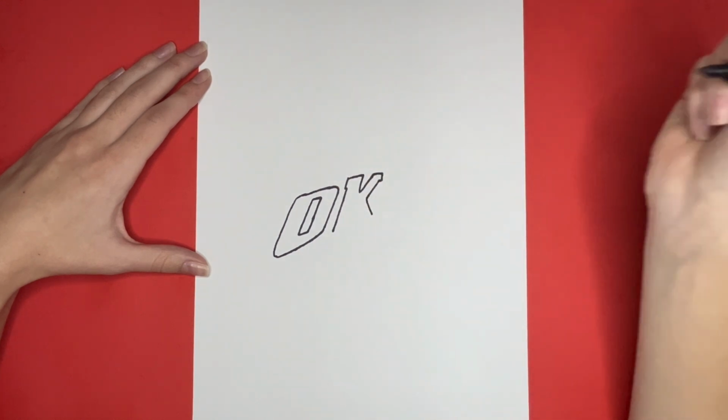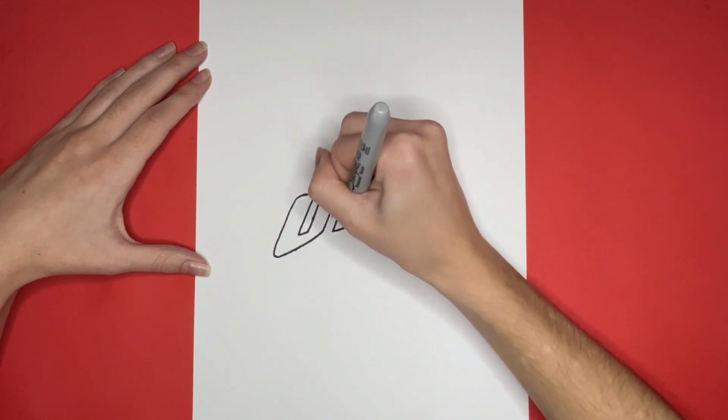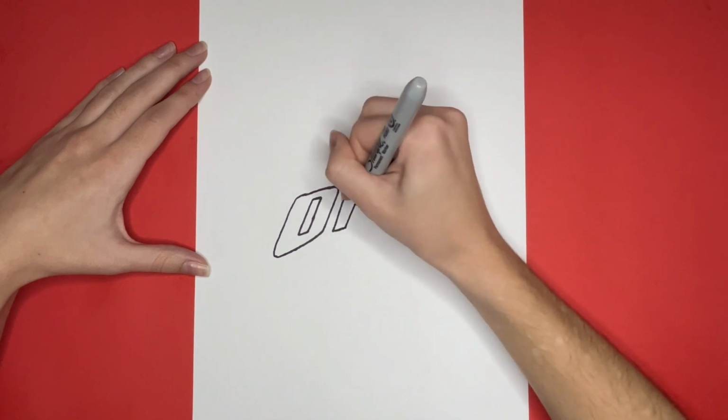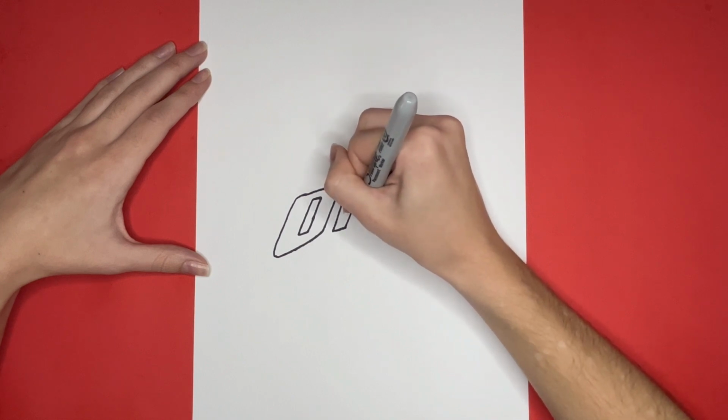Awesome! Now we are going to draw the bottom of our K. For this, we are going to draw a small straight line going inwards from either side of the two lines we drew with a small upside down V in the middle.